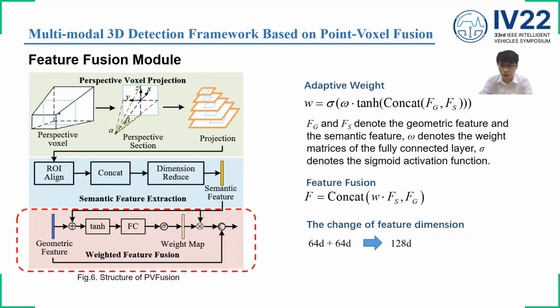Considering that the image is challenged by illumination and occlusion, the extracted semantic feature may have interference. We utilize geometric features and semantic features to obtain the weight of semantic features. We process the concatenated features with a fully connected layer and then normalize the values to 0 and 1 with the sigmoid function to get the weight map. We concatenate the weighted semantic feature with the geometric feature, and we get a 128-dimensional fusion feature.